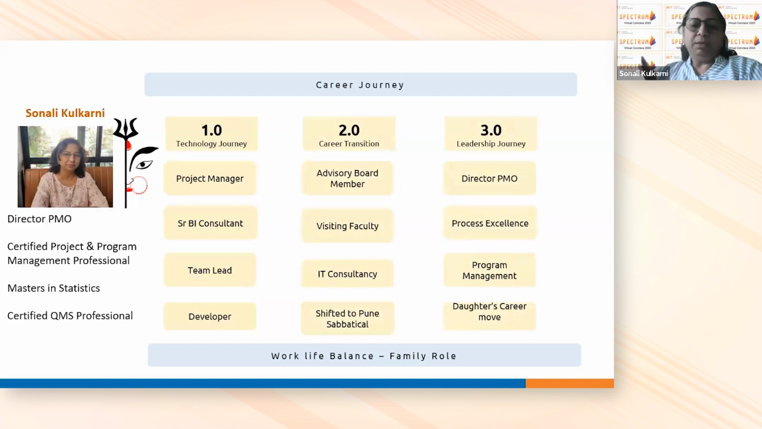And of course, after that, I again took a family break for work-life balance. My daughter was moving abroad for her career move, so I supported her in that. Then I again started here. Intelliment has given me the opportunity to start my career 2.0 as well as 3.0, wherein I started with program management, process excellence, and currently I'm working here as a director PMO. I'm looking forward to many more transitions as well.